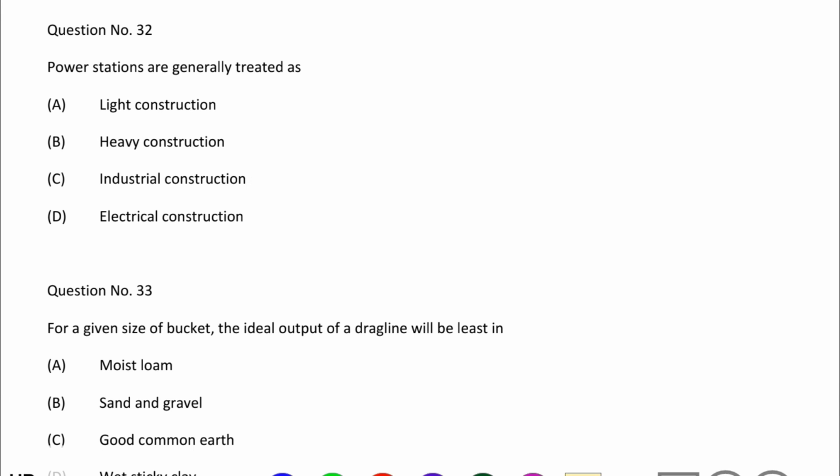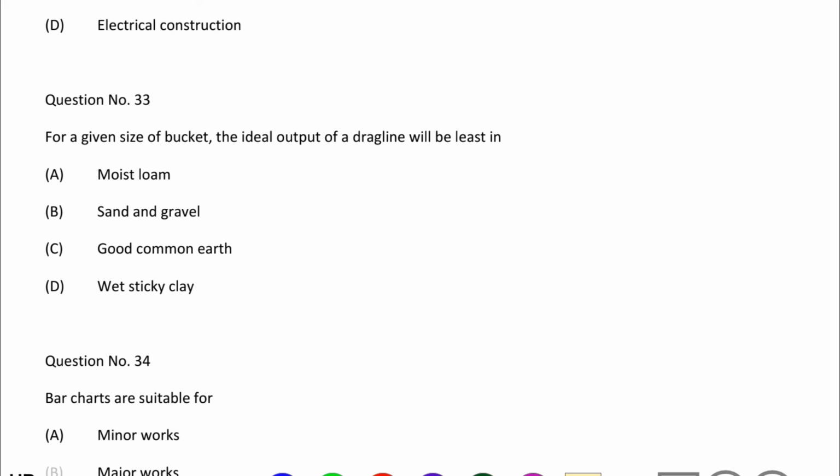So next question, power stations are generally treated as option A, light construction, option B, heavy construction, option C, industrial construction, option D, electrical construction. So the correct answer is option C, industrial construction. Next question, for a given size of bucket, the ideal output of the drag line will be least in option A, moist loam, option B, sand and gravel, option C, good common earth, option D, wet sticky clay. So the correct answer is option D, wet sticky clay.